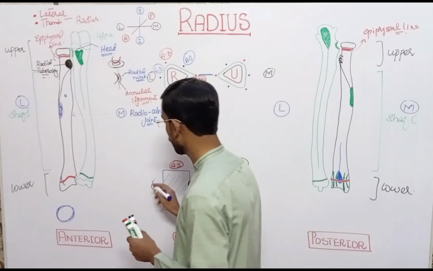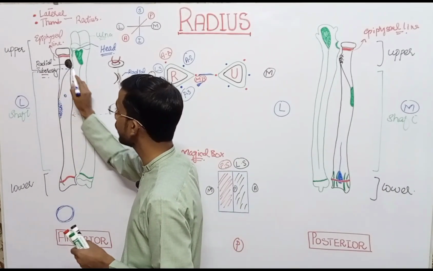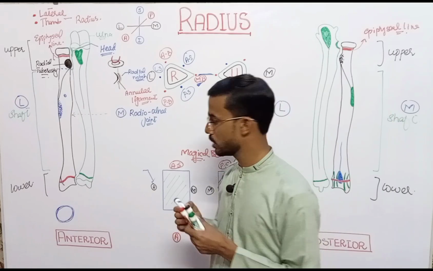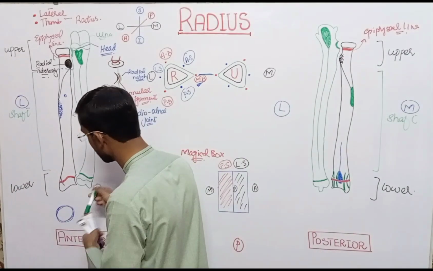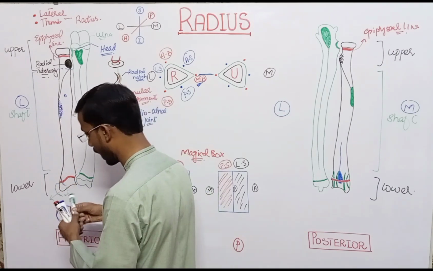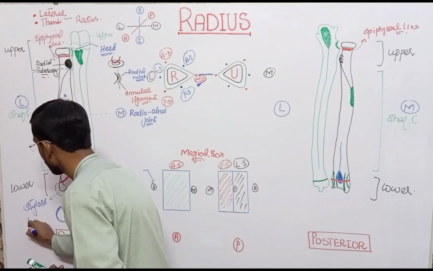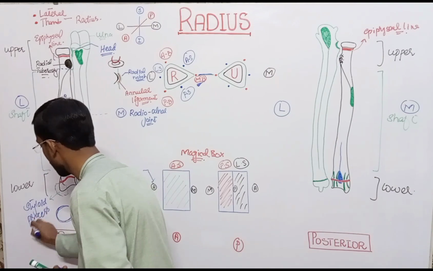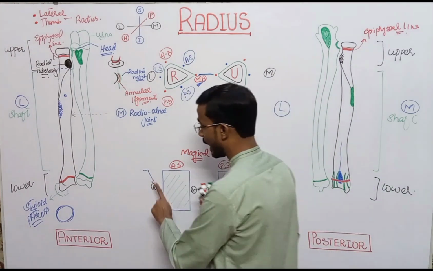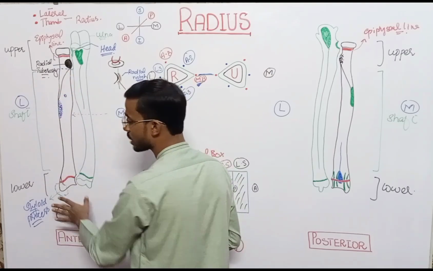You will see the anterior border starts from after the radial tuberosity and ends at the styloid process. In the radius, here is a projection of the bone, and this projection is actually called the styloid process, which in Greek word is also called the pillar. So the anterior border starts after the radial tuberosity and ends at the styloid process.